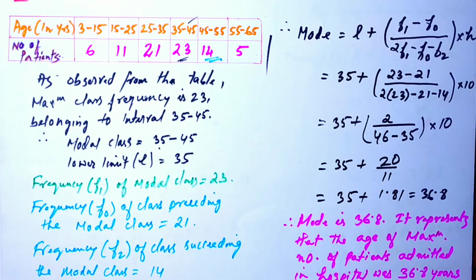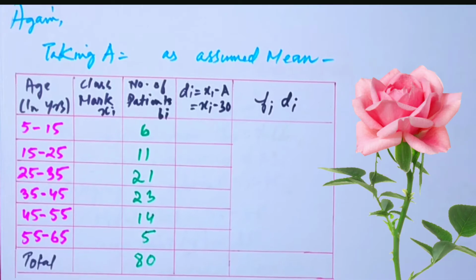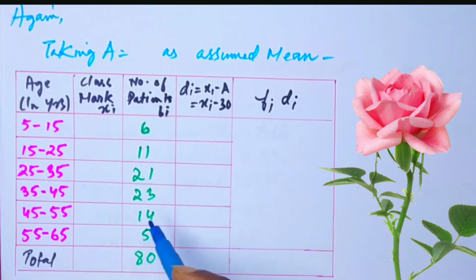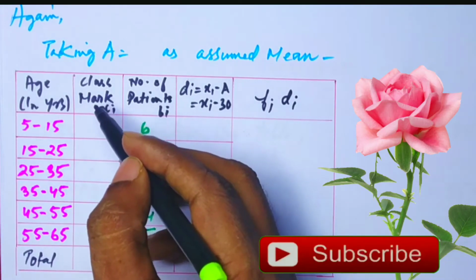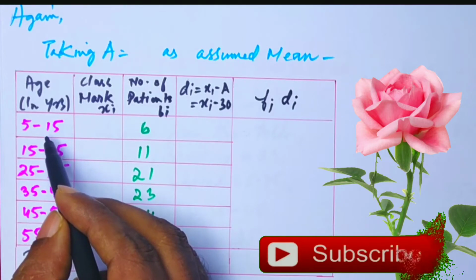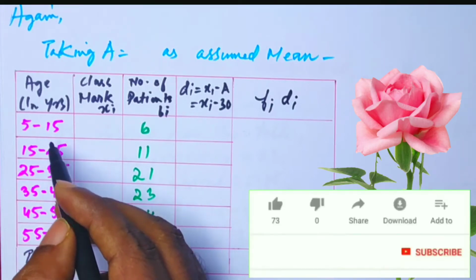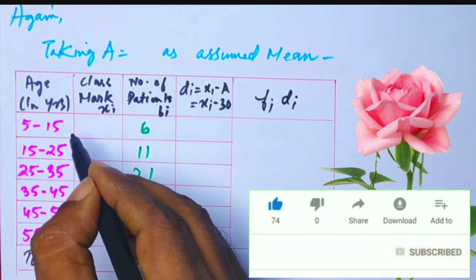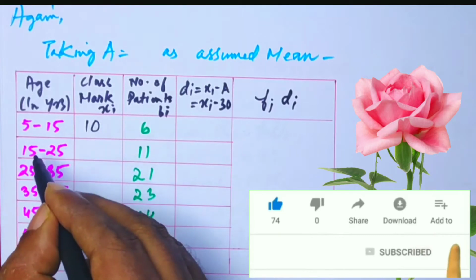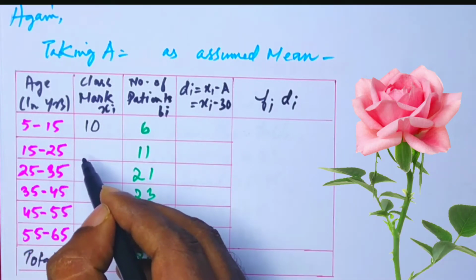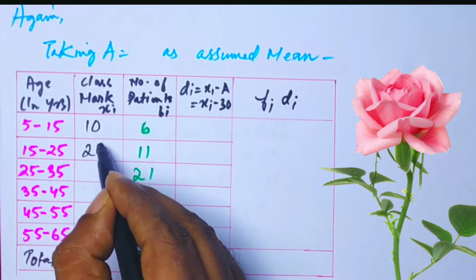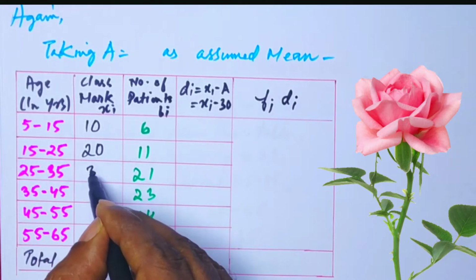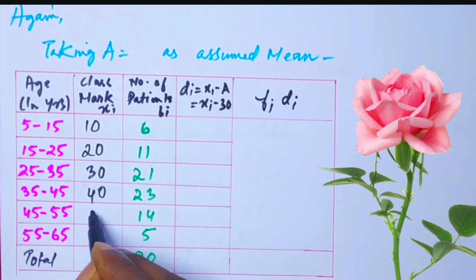Now let us calculate the mean. Here we are preparing the table for mean, and we are trying to find out the class mark by adding 5 and 15 and dividing it by 2, our lower limit plus upper limit, divided by 2. Here we get 5 plus 15 is 20, divided by 2 is 10. 15 plus 25 is 40, divided by 2 is 20. Likewise we get the others, which is 30 here, 40, 50 here, and it is 60.